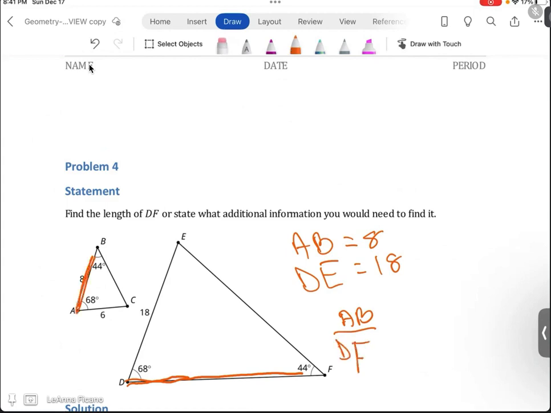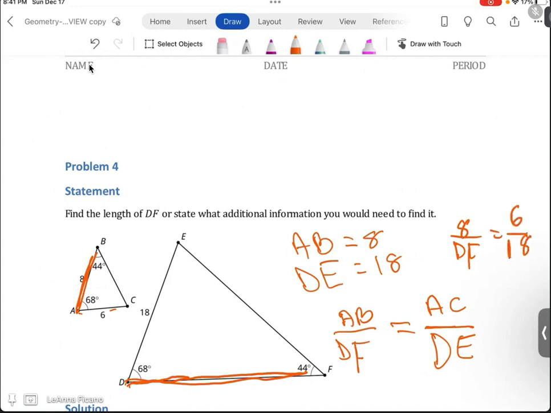Because I'm looking at these angles and I'm seeing that this is going to correspond to BA, and that's equal to AC. I'm going to keep the same triangle together, right? AC over DE, so we'll have 8 over DF equals 6 over 18. Okay, now there's a couple of ways to do this.